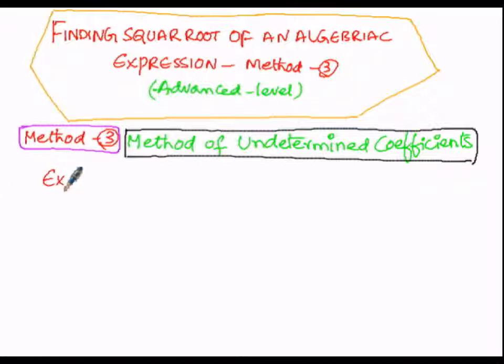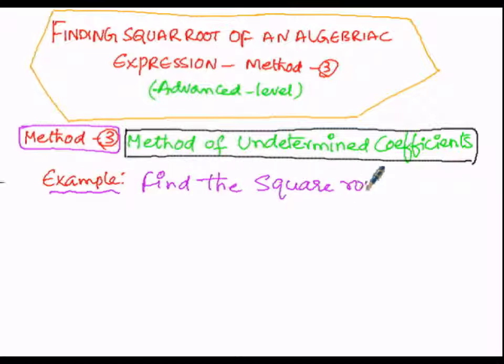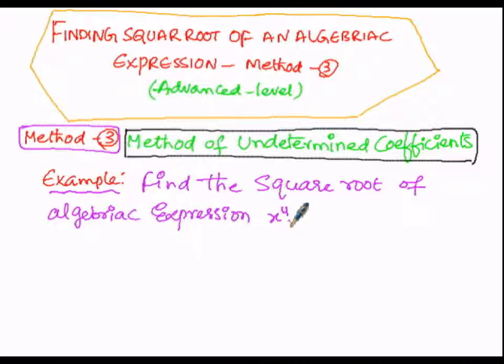So here the example is: find the square root of the algebraic expression x power 4 minus 4x cube plus 10x square minus 12x plus 9. Then now the solution starts.